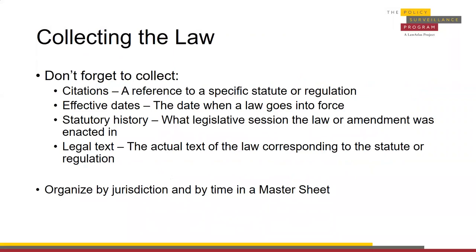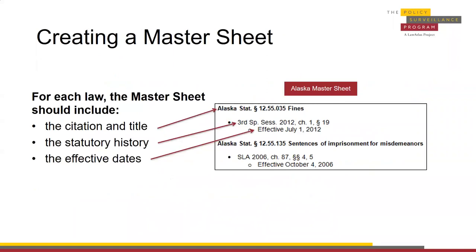The way we do this is through what we refer to as master sheets, and these are sheets that organize the laws by jurisdiction and time. For each law, the master sheet will then include the citation and title, the statutory history, and the effective dates. This is an example Alaska master sheet from the Distracted Driving Project. And the idea here is that there is a single master sheet with all of the relevant laws for each jurisdiction in the project. So if you're doing a state-level project, you'll have state level plus DC, you'll have 51 master sheets in the end.